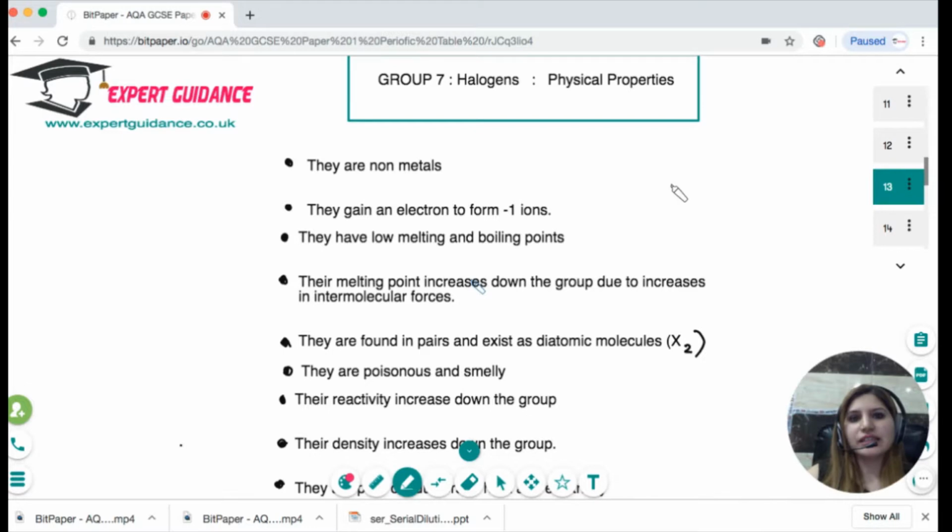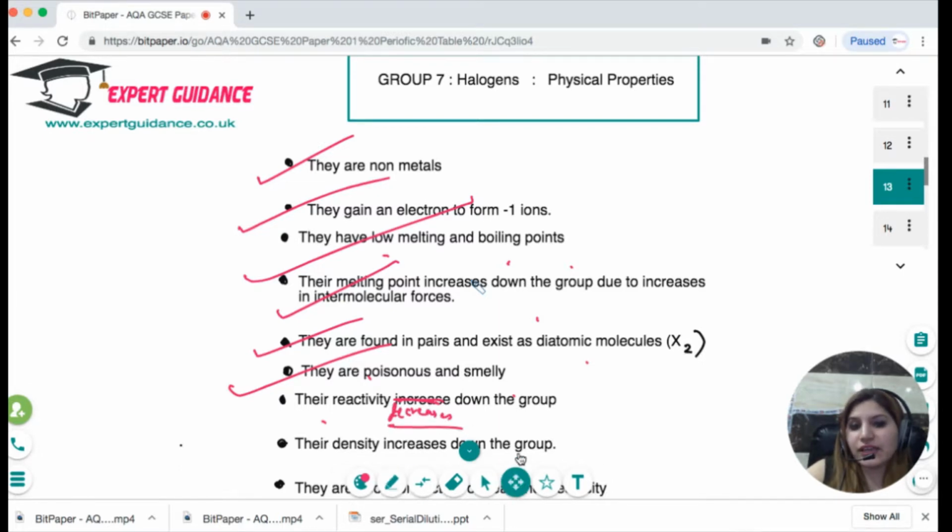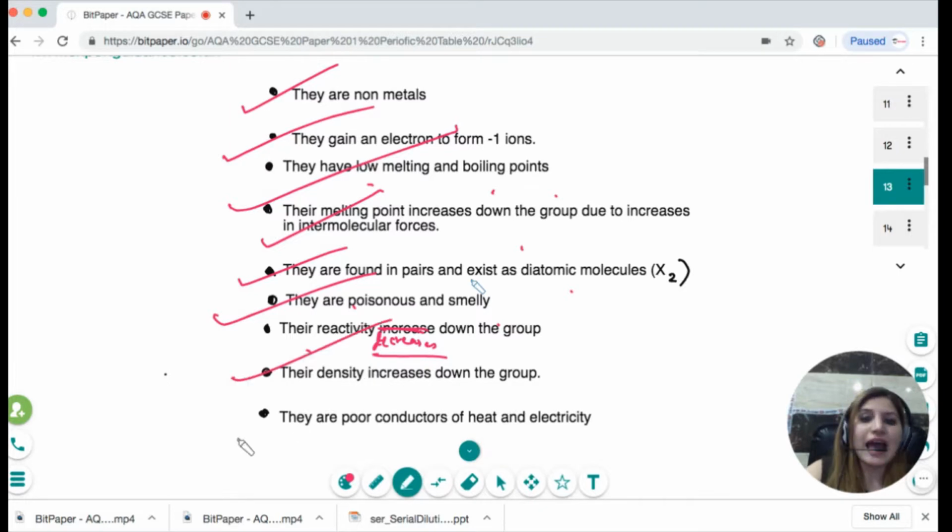Okay, now let's talk about the physical properties. We all know they are nonmetals, found on the right. They gain an electron to form -1 ions. They have low melting and boiling points, and their melting and boiling points increase down the group. I already told you they exist as diatomic molecules. They are poisonous and smelly. Their reactivity does not increase down the group; the reactivity decreases down the group. Their density increases down the group, and they are poor conductors of heat and electricity.